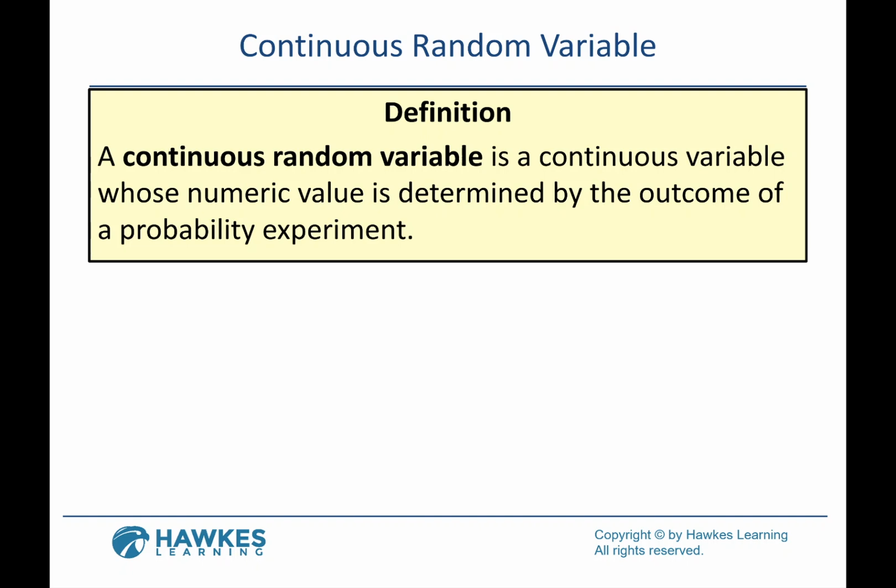So we just have a variable that we know is going to represent a continuous value, and then its numeric value is determined by the outcome of a probability experiment. So same idea as chapter 5, except we're dealing with continuous data. So that gives us some benefits, and it also poses some new challenges, switching from discrete to continuous data.